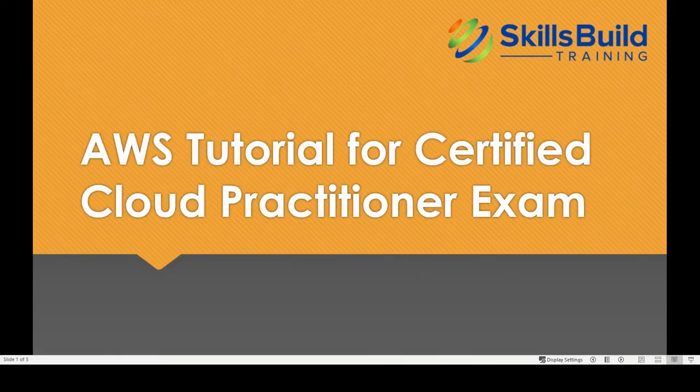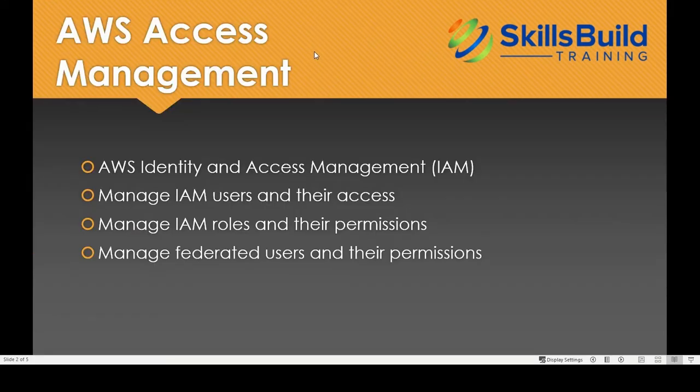In this lesson, we will talk about AWS Access Management. So, what is AWS Identity and Access Management? AWS Identity and Access Management, or IAM for short, enables you to manage access to AWS services and resources securely. Using IAM, you can create and manage AWS users and groups and use permissions to allow and deny their access to AWS resources. IAM is a feature of your AWS account offered at no additional charge. You will be charged only for use of any other AWS services by your users.